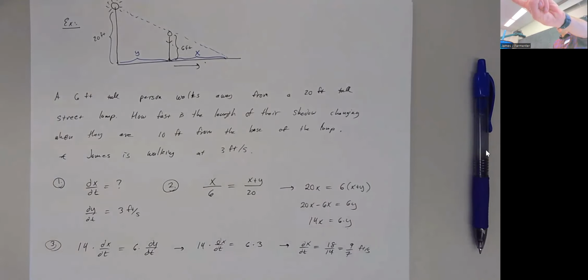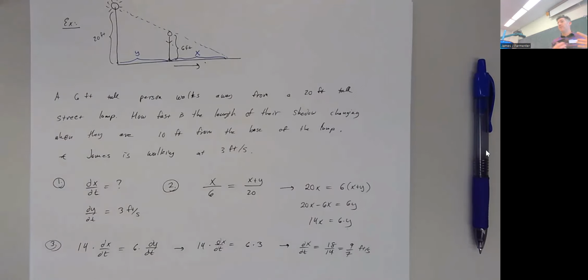Two things are interesting here. Thing one, it doesn't matter how far, assuming the street lamp can cast an infinite length light beam and your shadow will work and there's no curvature or whatever. It doesn't matter if I'm 10 feet from the lamp or 100 feet from the lamp. If I'm walking at 3 feet per second, the length of my shadow is always going to be increasing at a rate of 9/7 of a foot per second, regardless if I'm really close or really far away.